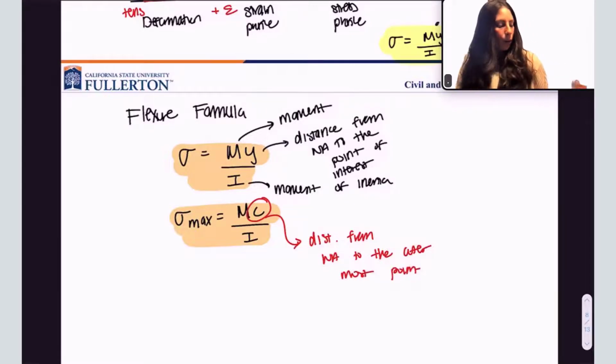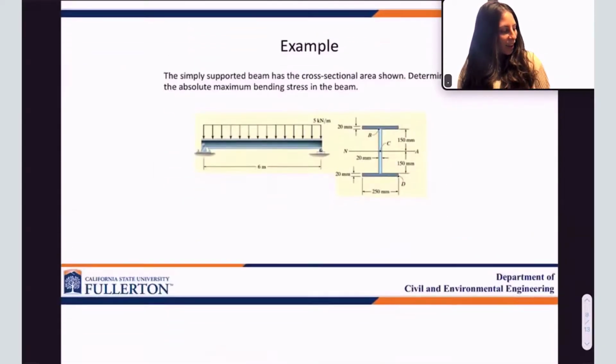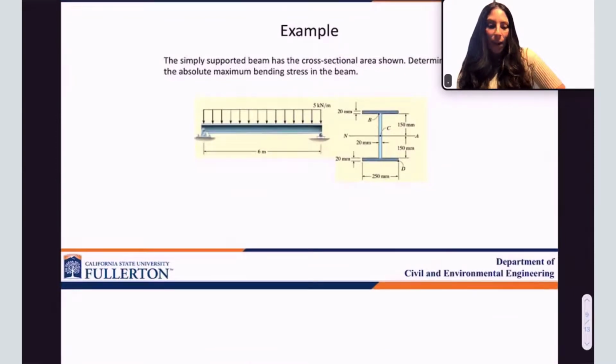Now that we're done with that, let's go ahead and try an example. So we have a simply supported beam that has a cross-sectional area shown, and we want to determine the absolute maximum bending stress in the beam. So we need a few things for this beam. We're going to keep going.